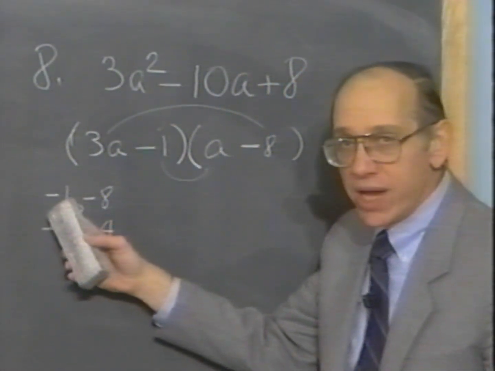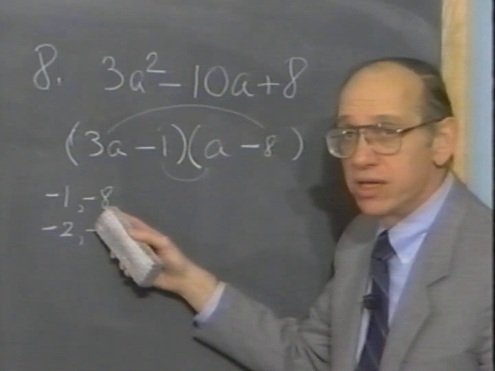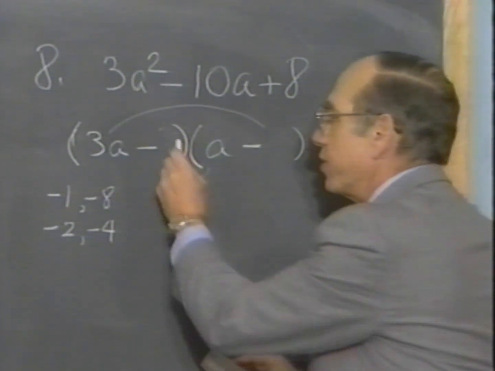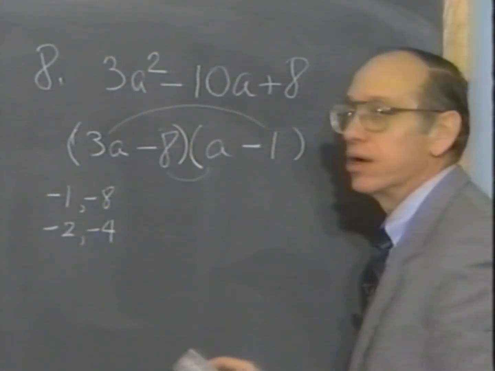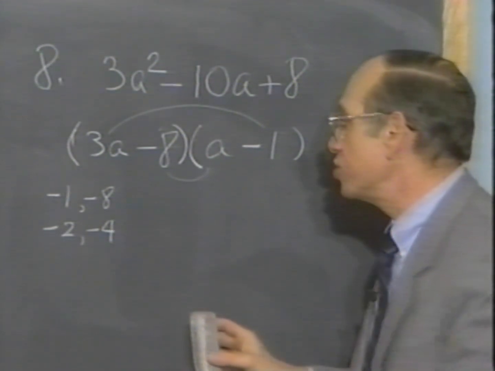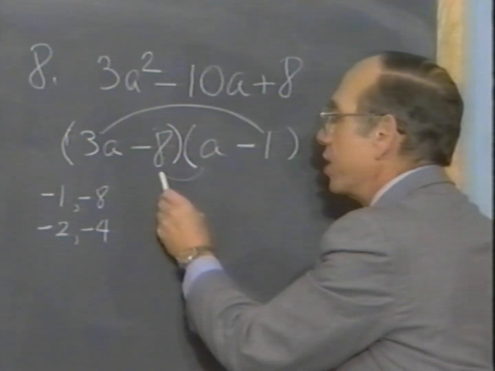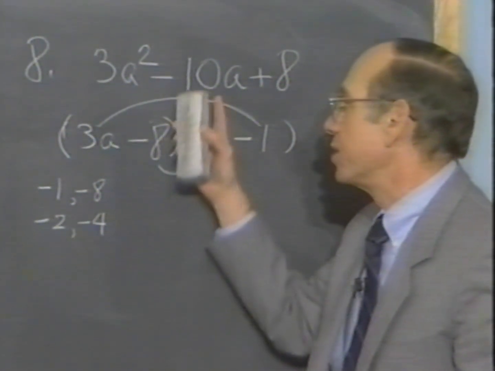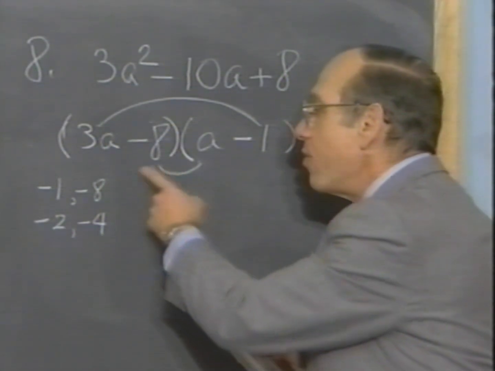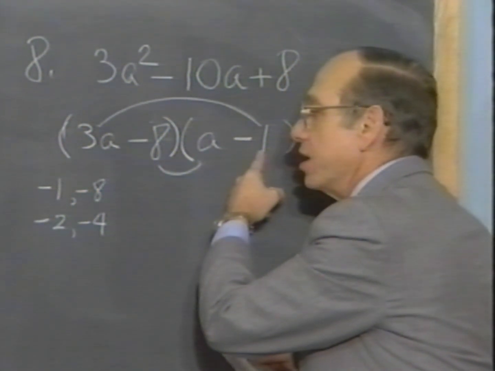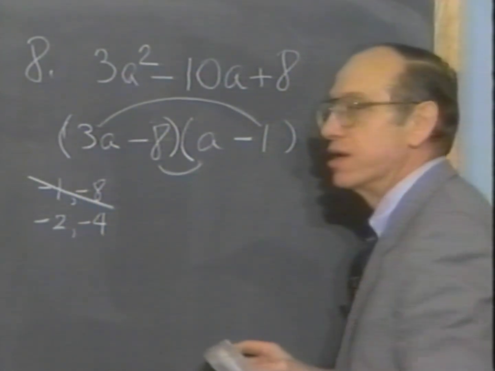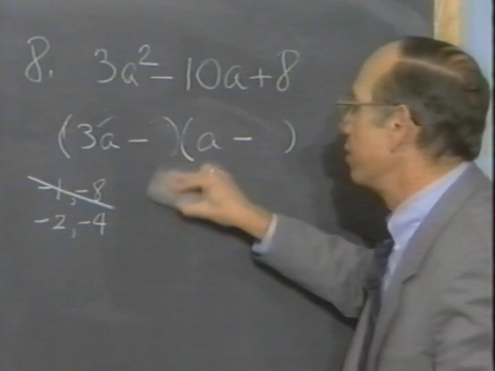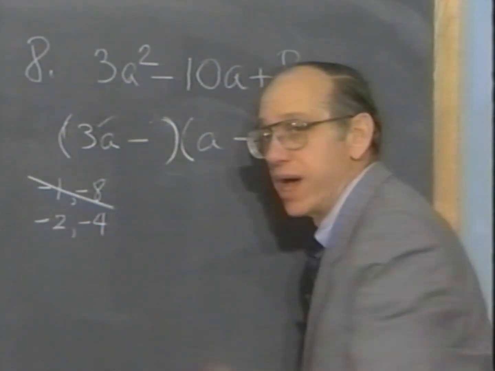Now, does that mean I can eliminate the possibility minus 1 minus 8? Not quite, because there's also this possibility. There's the possibility that I have the 8 here and the 1 here. So let's check this one. The cross term is minus 3a minus 8a. That's minus 11a. Close, but not quite. I need minus 10a. Now I've tried the minus 1 minus 8 in both possible places, so I can eliminate that. And we'll try the other possibility, which is minus 2 and minus 4.